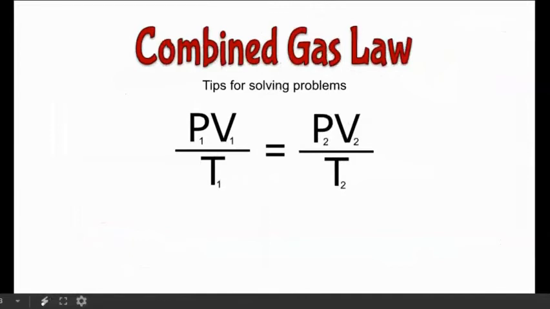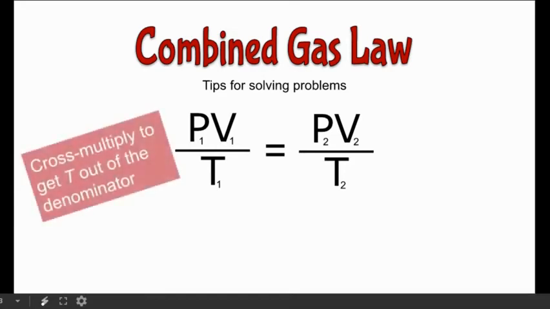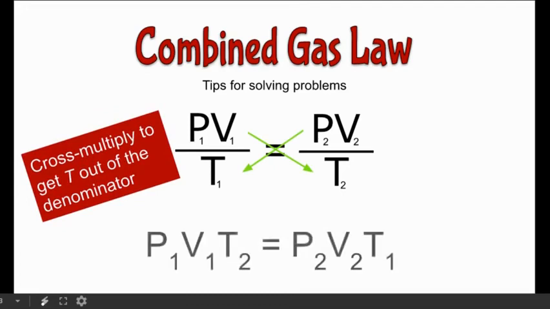All right, one of the things that can be intimidating about solving combined gas law problems is having temperature in the denominator on both sides. So a good tip for taking temperature out of the denominator is to cross multiply. Now we have an equation where there's nothing in the denominator.